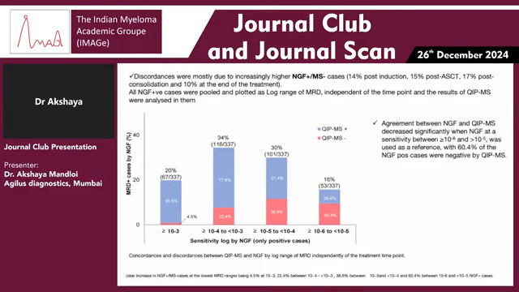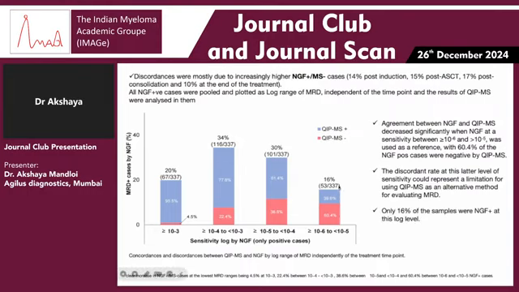So agreement between flow cytometry and mass spectrometry decreased significantly when flow was at a sensitivity between 10 to the power minus 5 to 10 to the power minus 6. And the discordant rate at this later level of sensitivity could represent the limitation of mass spectrometry as an alternative method for evaluating MRD. But the point to be taken here is that only 16% cases are positive by flow also at this small level. And the criteria that IMWG has set is 10 to the power minus 5 for MRD detection.